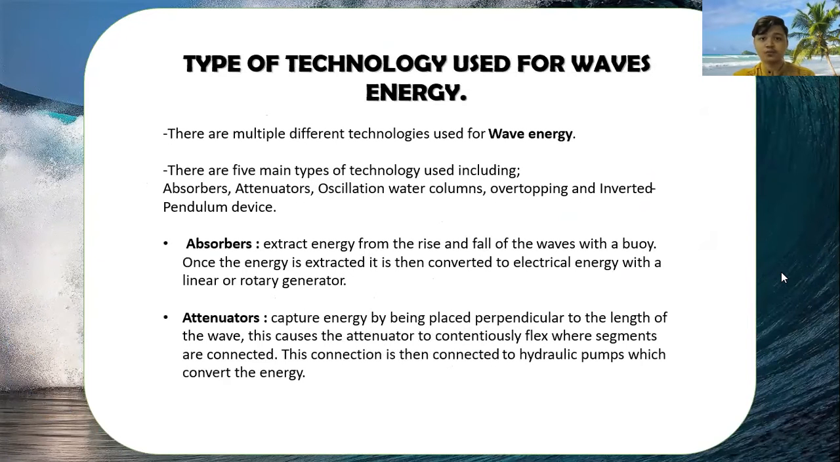Type of technology used for wave energy. There are multiple different technologies used for wave energy. There are five main types of technology used, including absorbers, attenuators, oscillating water columns, overtopping, and inverted pendulum devices. For the first one, the absorber. Absorbers extract energy from the rise and fall of the waves with a buoy. Once the energy is extracted, it is then converted to electrical energy with a linear or rotary generator.